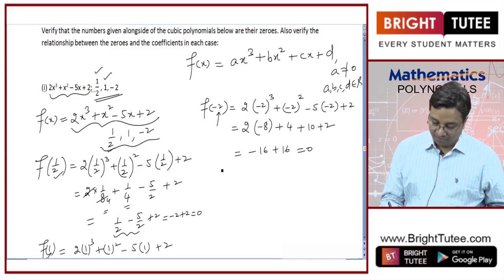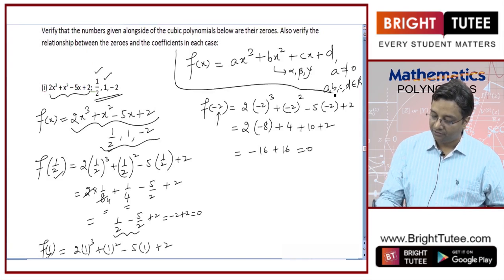So what is sum of these zeros? I will consider the zeros as alpha, beta, gamma. Okay. So this is the standard form that we will consider.